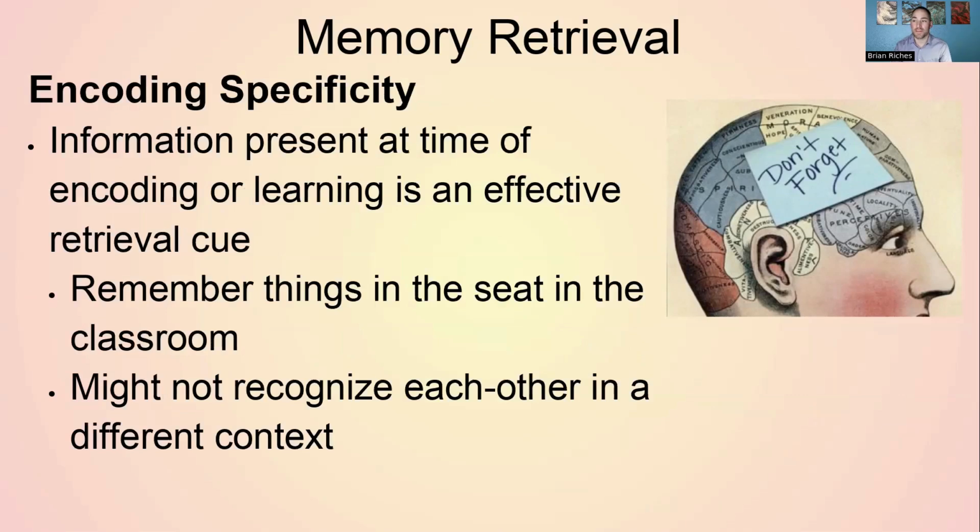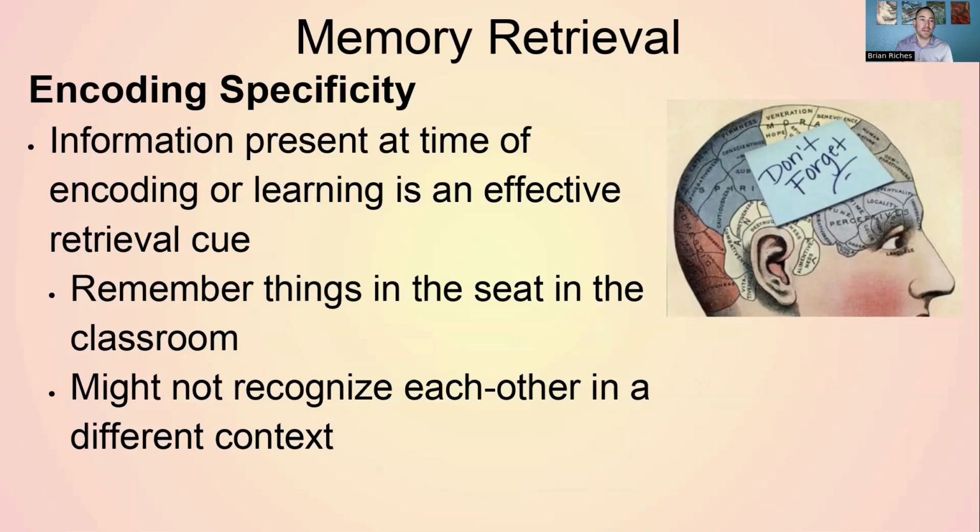Encoding specificity is that any information that's present at the time of writing that memory can be an effective retrieval cue. So one interesting thing is if you study in the same place as you take your test, because of this encoding specificity, you tend to do a little bit better on the test if you take it in the same spot. So if you're taking a test in the classroom, stay in the same seat that you were in in that classroom. If you're taking the tests on the computer and you've done all your reading on that computer, you'll probably do just a little bit better from that.